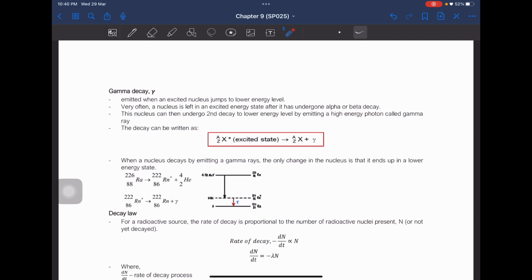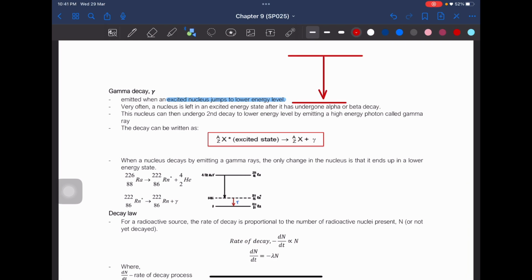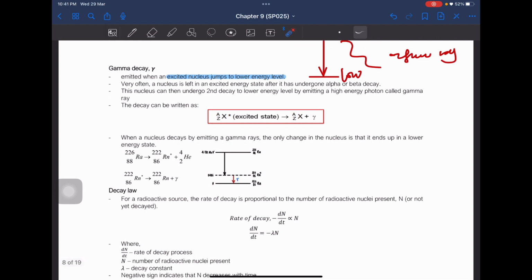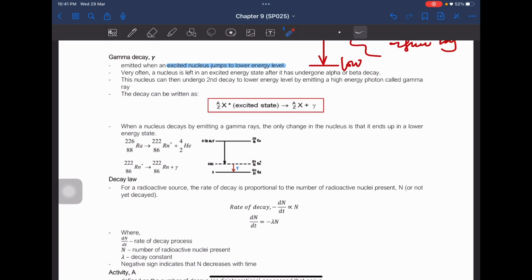Okay, so that's that. And then for gamma decay, it is emitted when an excited nucleus jumps to a lower energy level. Okay, so from a high energy level it goes down to a lower energy level. So this is high, suddenly it goes low. So when this occurs, there is a gamma ray. Like that. So very often a nucleus is left in an excited energy state after it has undergone alpha or beta decay. So that's why there is gamma decay. So this nucleus can then undergo a second decay to a lower energy level by emitting a high energy photon. Okay, so they emit a high energy photon known as a gamma ray.